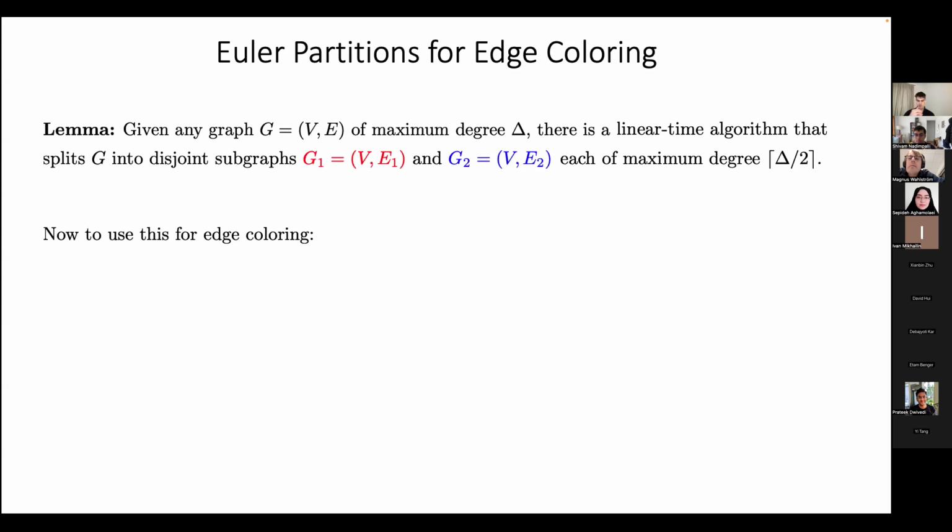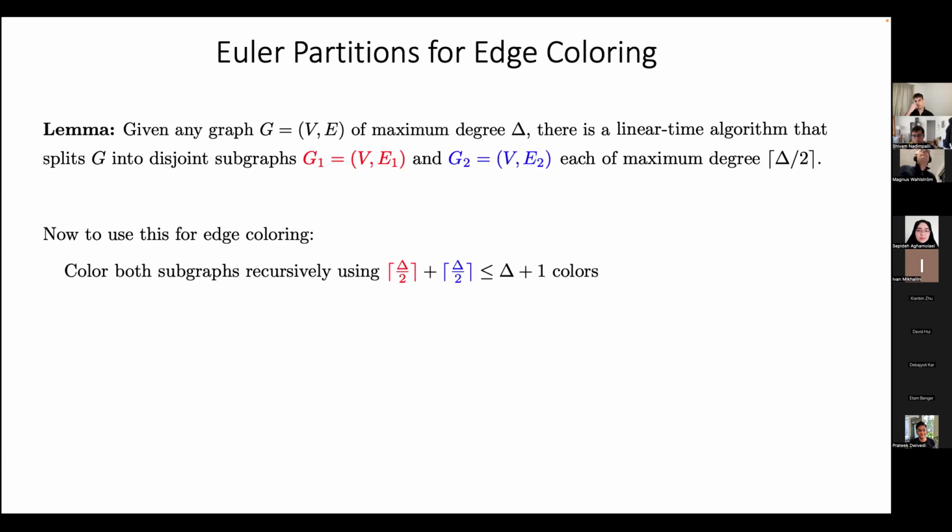Okay, so first things first, we're going to show how we can use this Euler partition approach to tackle this problem of edge coloring. Essentially, this gives us a divide and conquer approach for this problem. So we take our graph G, we partition it into G1 and G2, and then we recursively compute delta colorings on both of these graphs, where delta is the max degree of these graphs individually, right?